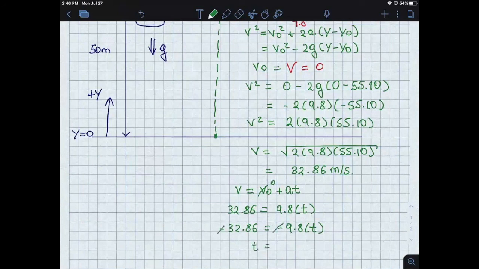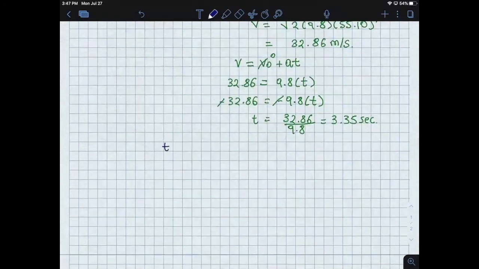t then is equal to 3.35 seconds. To find the total time, we're going to add 3.35 plus 1.02, which is 4.37 seconds.